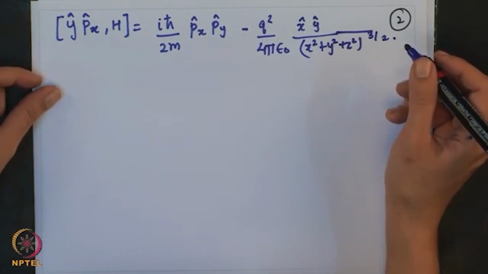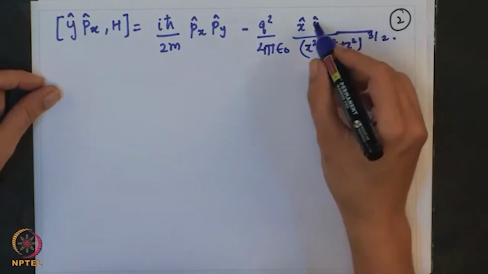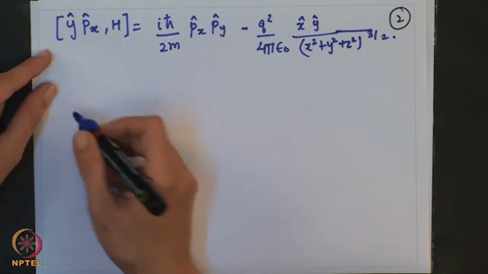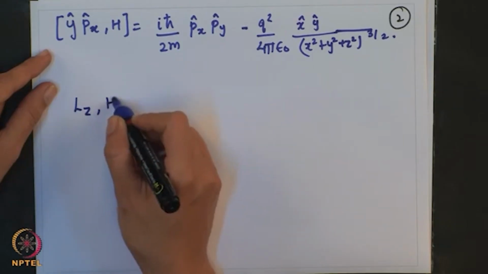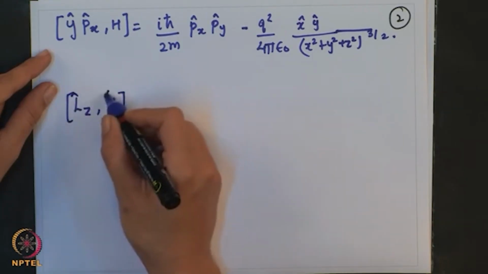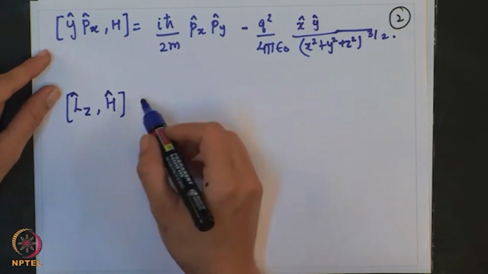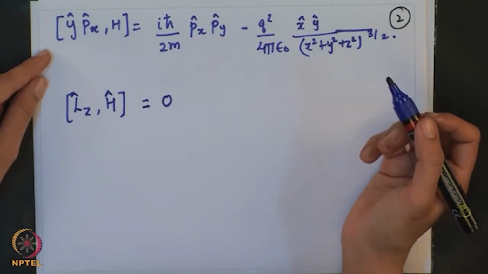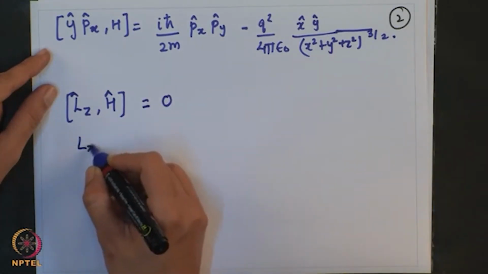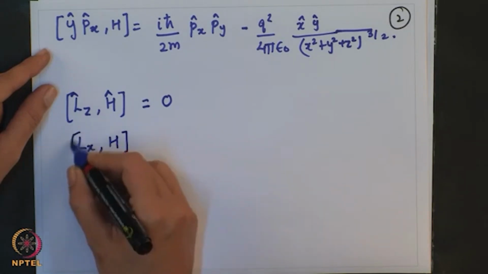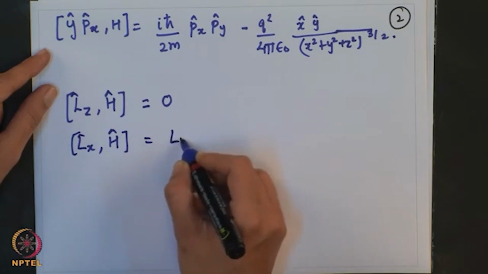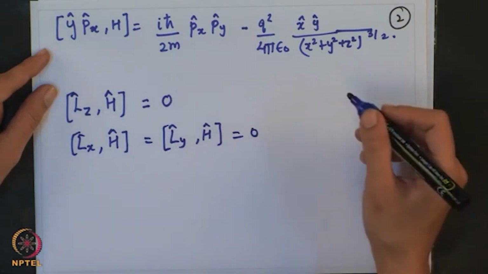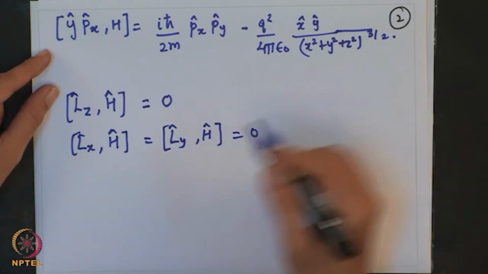Okay. So, this expression we obtain for the Lz part, that is the angular momentum along the z direction, will be precisely 0. Similarly, you can obtain for Lx, Ly, and the commutator of Lx with H to be 0.